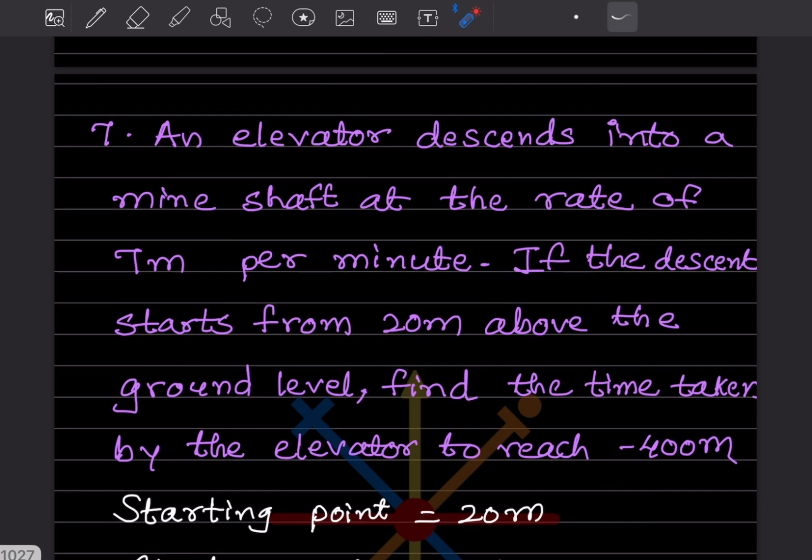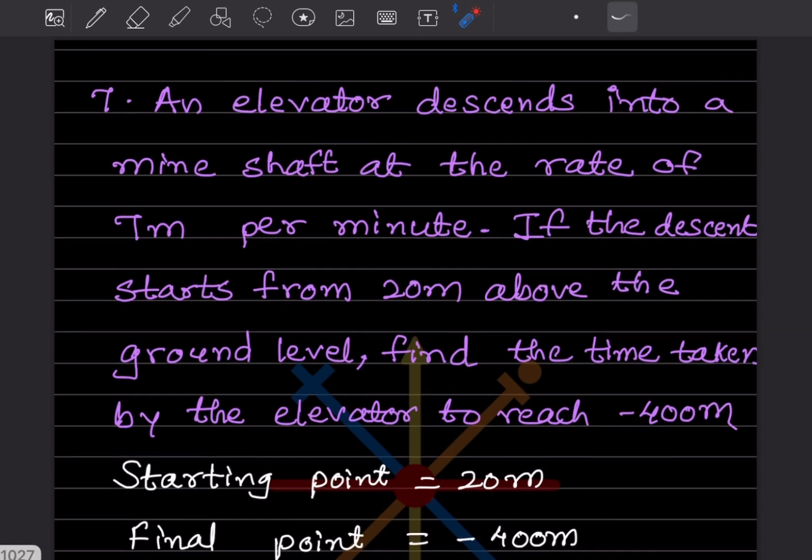An elevator descends into a mine shaft at the rate of 7 meters per minute. If the descent starts from 20 meters above the ground level, find the time taken by the elevator to reach minus 400 meters. So the starting point is given, that is given as starts from 20 meters.